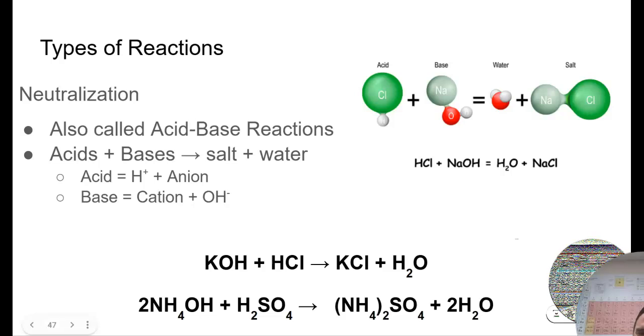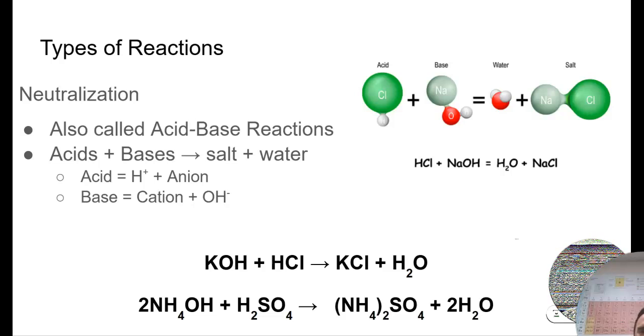Now, this one down below is a little bit trickier, only because it's the one cation that we have that is not made of a metal. This is on our list of polyatomic ions, NH4+. We call this ammonium. So we have ammonium hydroxide combined with sulfuric acid, and that will form ammonium sulfate and H2O.